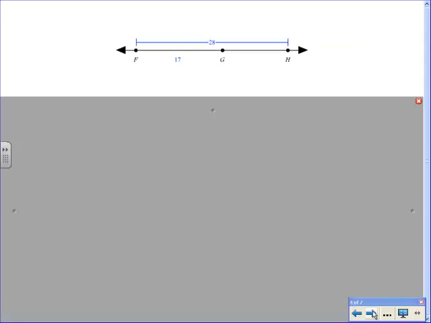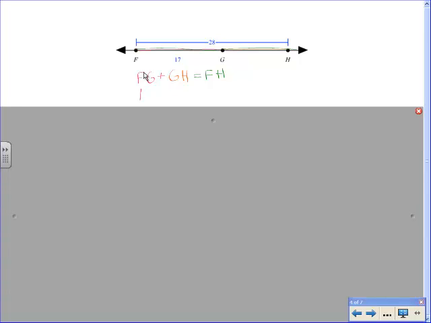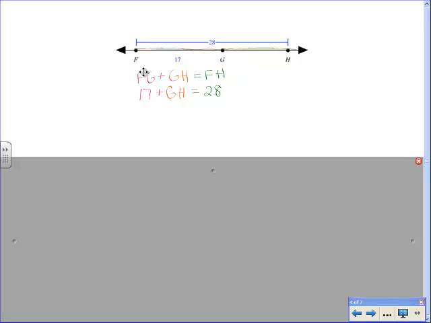So let's look at a few examples of the segment addition postulate. In this example, I have segment FH with point G between F and H. According to the segment addition postulate, FG plus GH should equal FH. I know that FG is 17, and I know that the entire segment FH is 28. So using some algebra, I can substitute those values in for the segments, and I'll have 17 plus GH equals 28. So in this case, I'm trying to solve for segment GH. Subtract 17 from both sides, and I can see that GH is 11 units long.